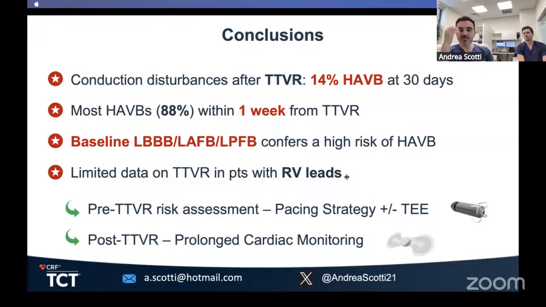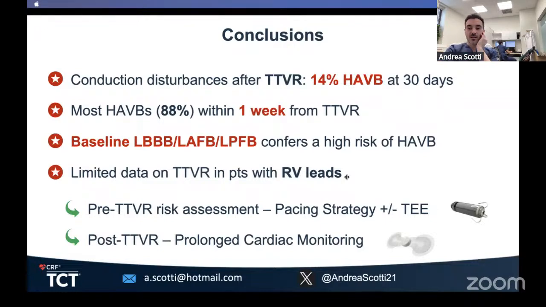Thank you. I have another question here from the chat. Taylor Remillard is asking, was there anything unique about those who developed high-grade heart block after 1 week? And was the technical procedural success of TTVR different in those with pre-existing RV leads versus those who do not?